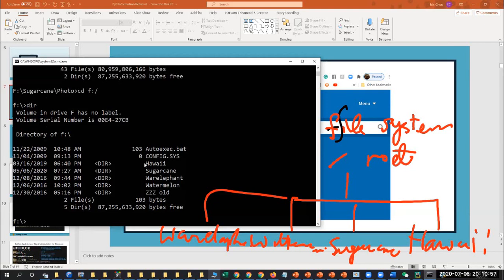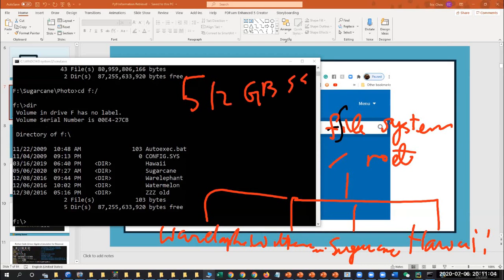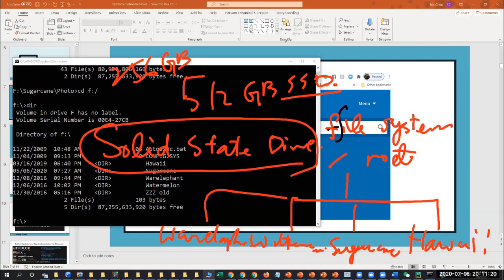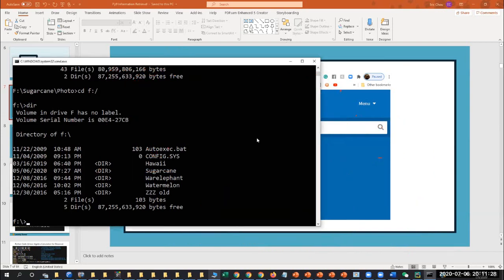Some of you may also have an SSD drive, maybe 512 gigabytes, maybe 256 gigabytes. SSD means solid state drive. It's a hard disk using transistors, okay? But anyway, you will have these different drives, and you can jump around between drives, but here I will go back to my C drive.